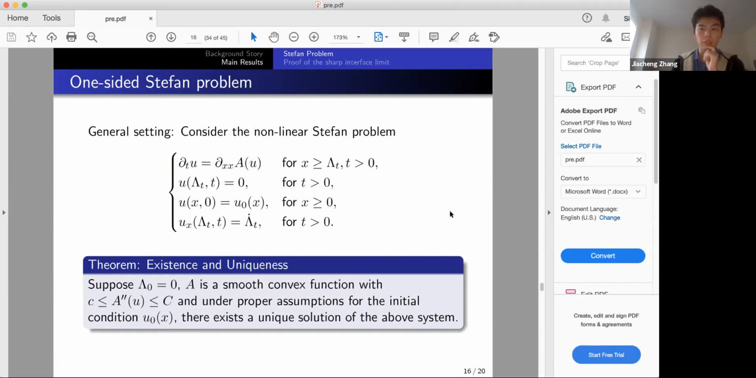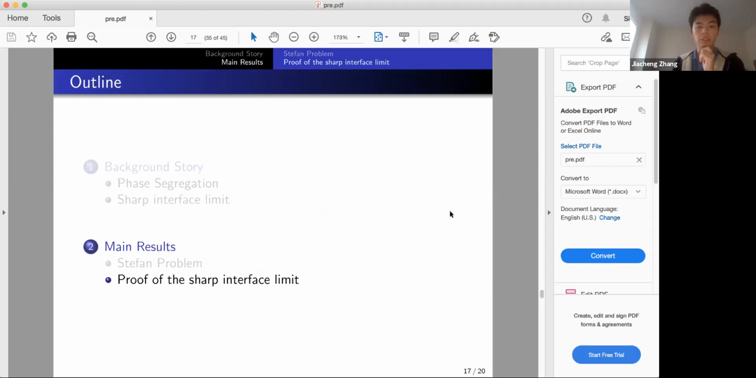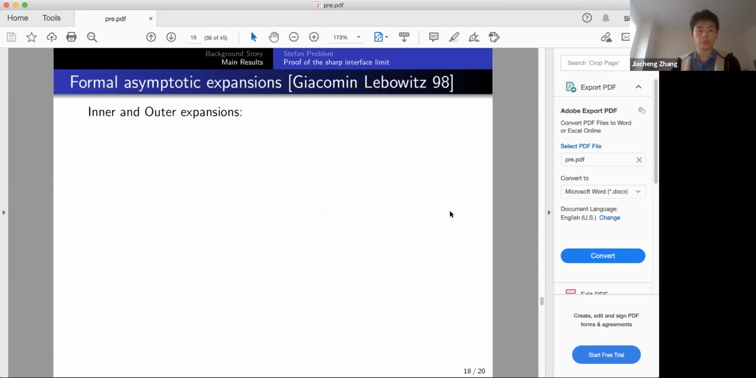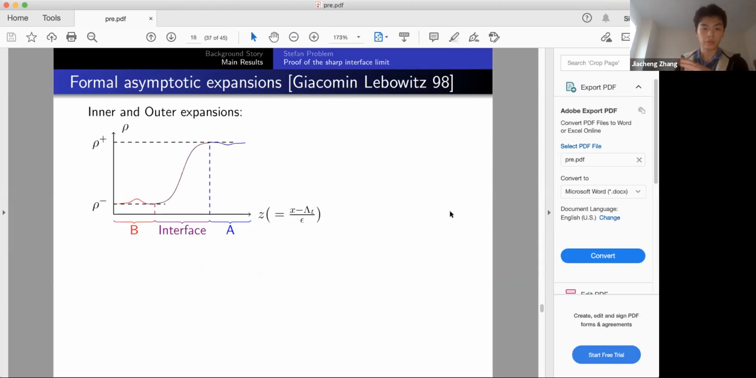Okay, so the other part of our work is basically the proof of the sharp interface limits. I will first spend a little time discussing the formal asymptotic expansion that Giacomin and Lebowitz proposed. They have basically an inner and outer expansion here, in the sense that for this inner expansion, even though we work with this rho epsilon, as you can recall, we will still zoom in for the interface region, which corresponds to the inner expansion.